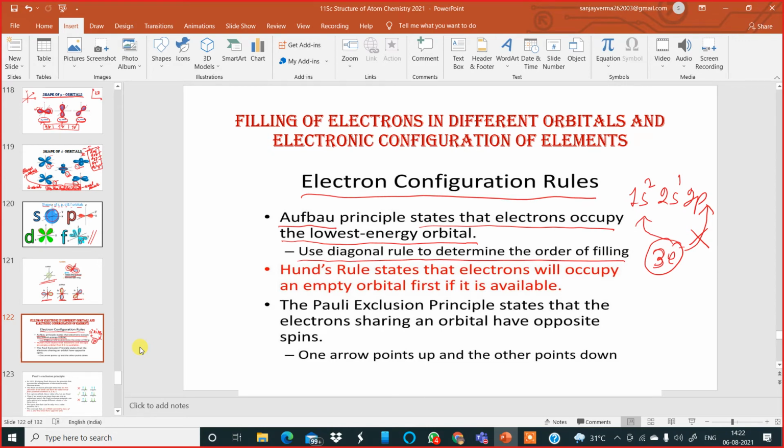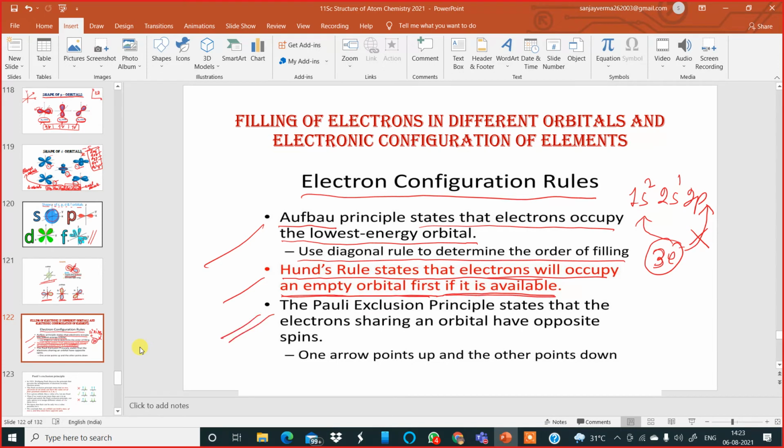Now, look at the next rule over here, which is called Hund's rule. It states that electrons will occupy an empty orbital first and fill the orbitals singly, and once all the orbitals of the same subshell have been singly filled, then only the pairing takes place. This is something which I have told in today's class only, in the very first or second slide. So again I repeat, Hund's rule states that electrons occupy an empty orbital first if it is available.